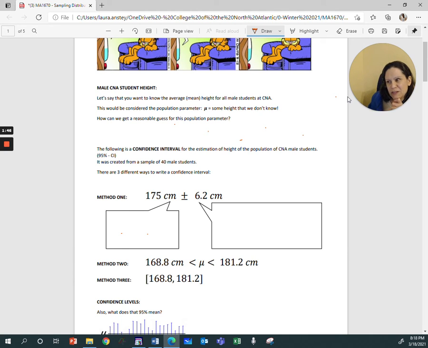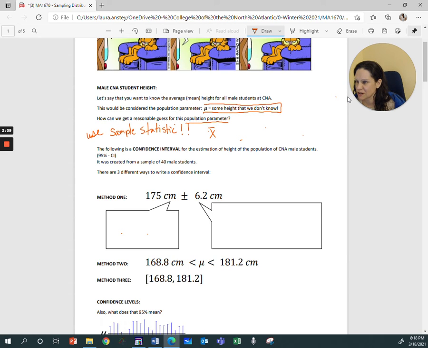Anybody know how we get that reasonable guess? What's something we use to help us guess a population parameter? Well, we would use our sample statistic. And in this case, if we're looking at mu for the population, we're going to get a sample mean. And we're going to use this to make a guess about this. We could use just this one number, but that's typically not what we do. Typically what we do is we do something called an interval.